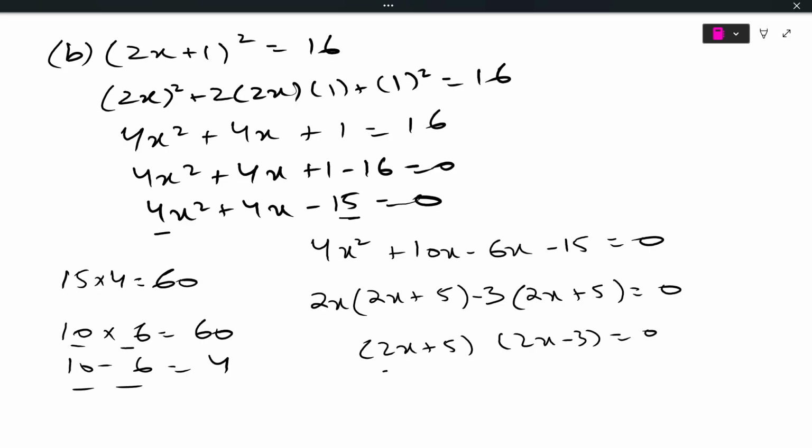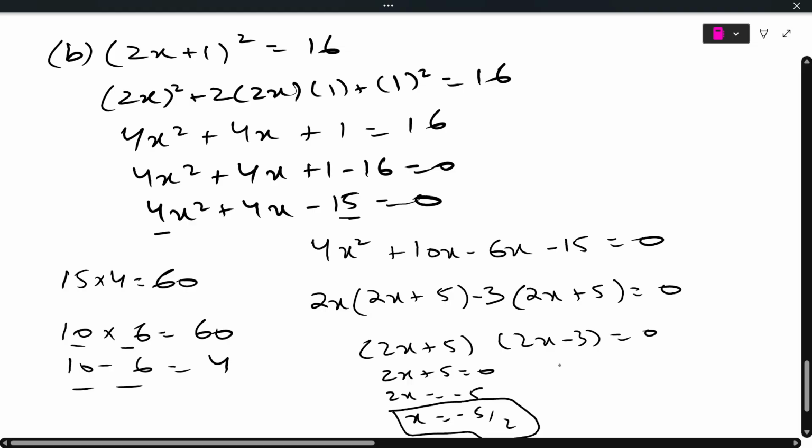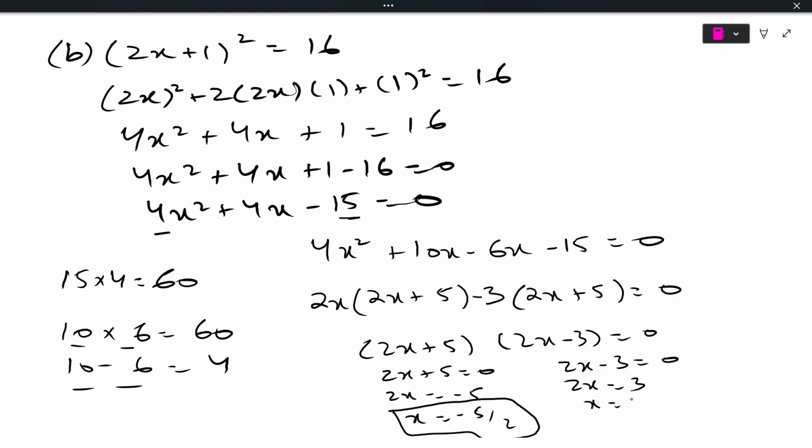They both are equal to 0, therefore 2x plus 5 is equal to 0, and 2x is equal to minus 5, x is equal to minus 5 over 2. That's the first value that I got. Alright, and the second value that I can get is 2x minus 3 is equal to 0, 2x is equal to 3, x is equal to 3 over 2. So the first value that we have is x is equal to minus 5 over 2, and the second value that we have is 3 over 2.